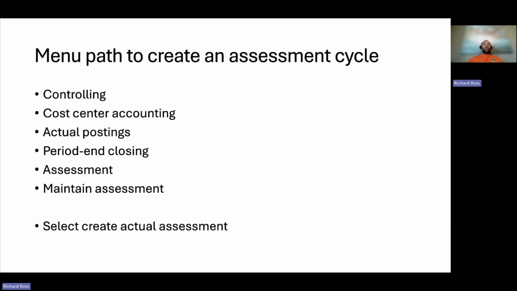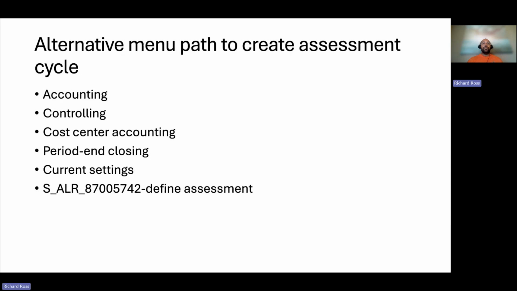Let's create an assessment cycle. Menu path to create an assessment cycle. Controlling, cost center accounting, actual postings, period end closing, assessment, maintain assessment. Select create actual assessment. Alternative menu path to create assessment cycle. Accounting, controlling, cost center accounting, period end closing, current settings, define assessment.